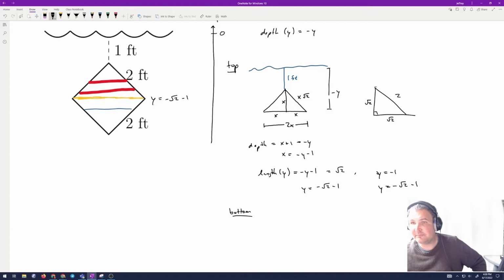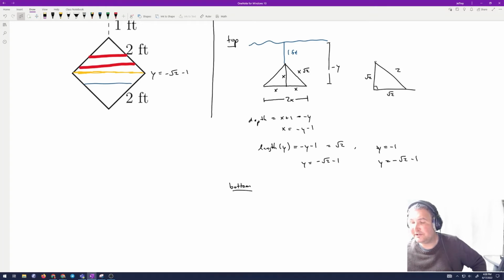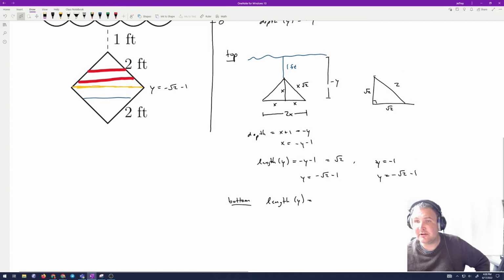Now what about the bottom? So the bottom, we just want to do the inverse. And so that's another square root of 2. So the length here, the length of y, we want it to start at negative root 2 minus 2 and then go down to 0. And y is at the bottom when it was at negative root 2. So we have another negative root 2. So negative 2 root 2 minus 1.